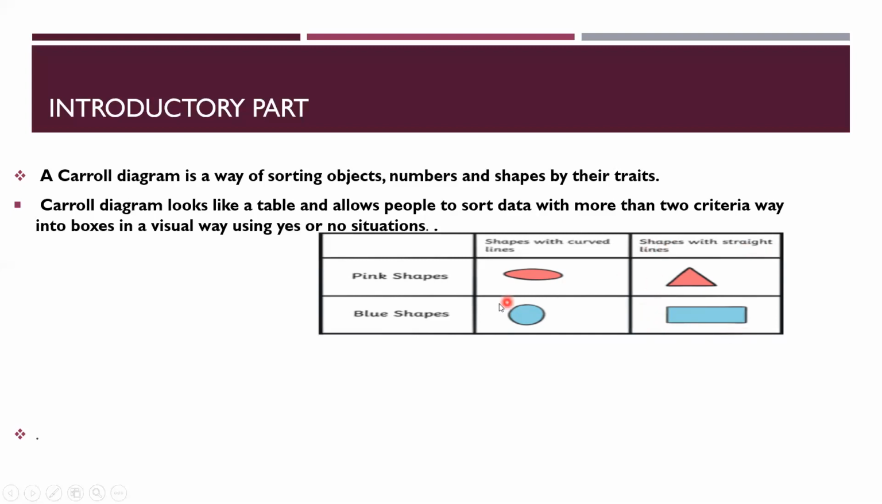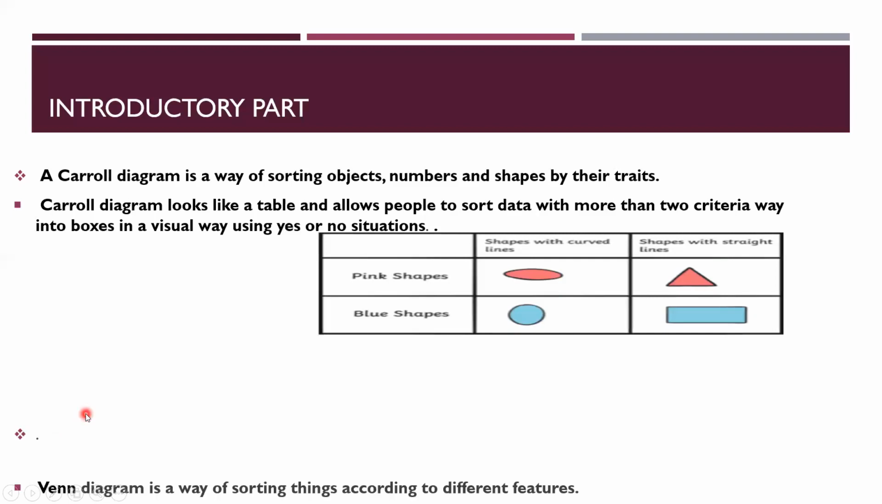Now the yes or no question is where we can ask like this: is this a pink shape? Yes. Is this a shape with curved line? Yes. Now we can ask here: is this a pink shape? Yes. Is this a shape with curved line? No. So this is a tabular column with two or more boxes having more than two criteria with yes or no situations. Clear? Now we will move on to Venn diagram.